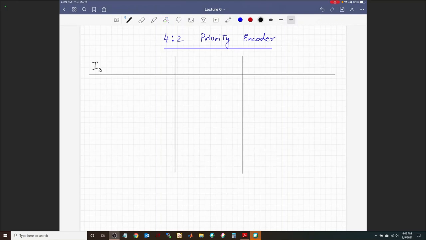I've got four inputs here, I3, I2, I1, I0. Got two outputs, Y1, Y0, all of them active high. And then I'm also going to monitor row expressions. So one possibility is I0 is active, everybody is inactive. The next possibility is I1 is active, I2 is inactive, I3 is inactive, but by accident, I0 could be active.